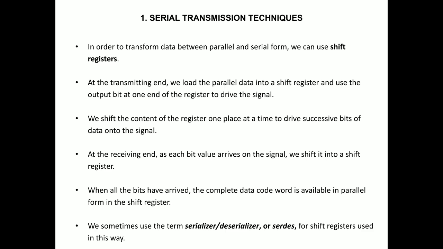At the transmitting end, we can load the parallel data into the shift register and use the output bit at one end of the shift register to drive the signal. We can shift the content of the register one place at a time. At the receiving end, each bit value arrives on the signal and we shift it into the shift register. When all the bits have arrived, we get the complete data in parallel form. It means there will be a transmitting end and a receiving end, and the transmitting end will send the data in a serial way.